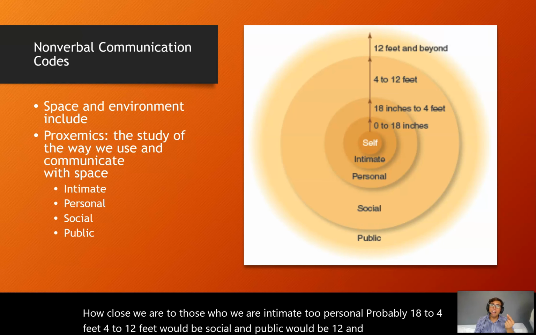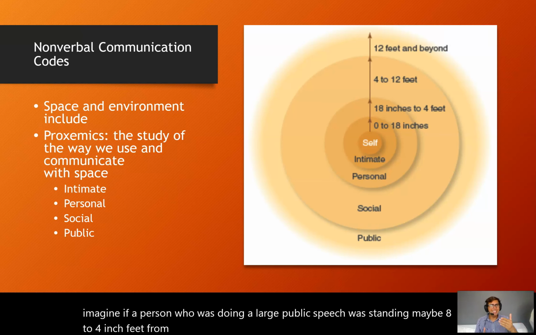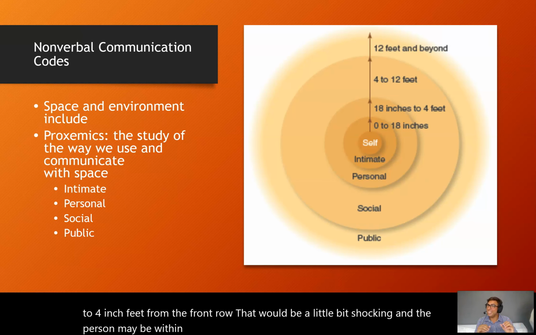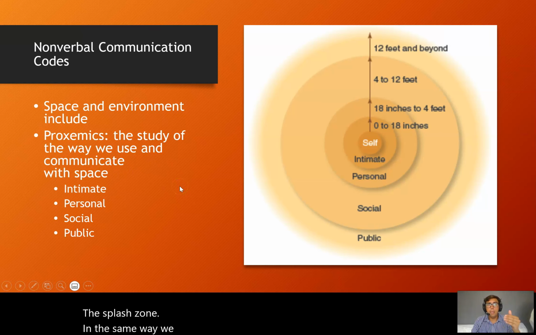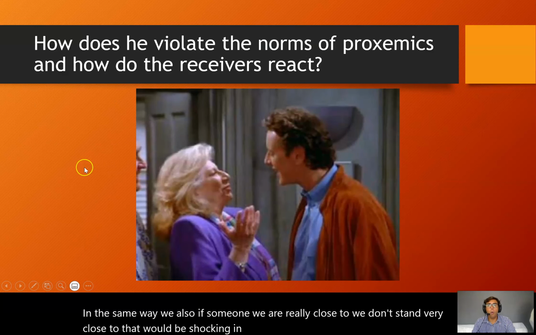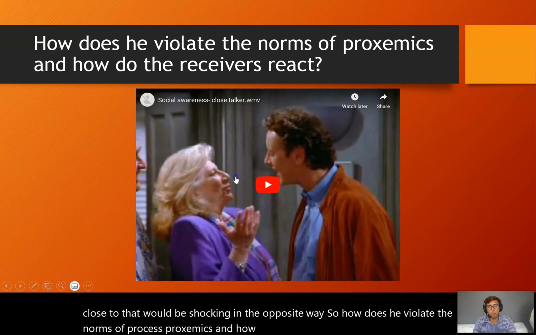Just imagine if a person who was doing a large public speech was standing maybe 8 to 4 inches from the front row. That would be a little bit shocking, and the front row may be in the splash zone. In the same way, if someone we are really close to doesn't stand very close to us, that would be shocking in the opposite way. So, how does he violate the norms of proxemics, and how do the receivers react?